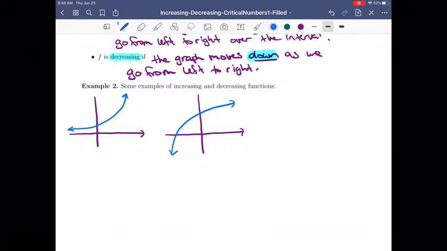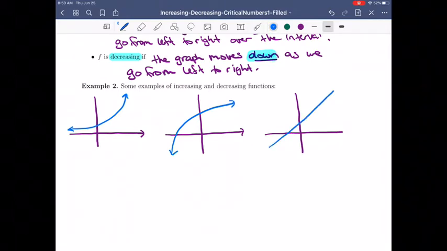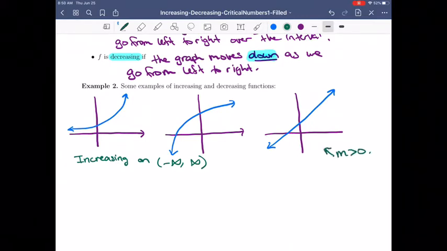Now, an easier example that we're already familiar with is a line. A linear function. All of these are increasing on the whole x-plane, so they're always increasing. As we move to the right, they're always getting bigger. Notice that the slope of this linear one is positive. When you have a line with a positive slope, it goes up to the right, which is what we say for increasing.